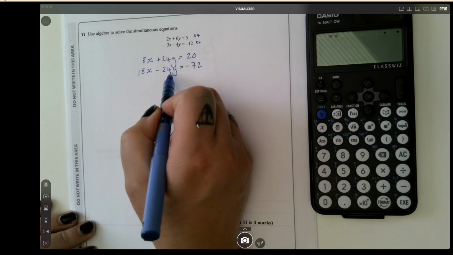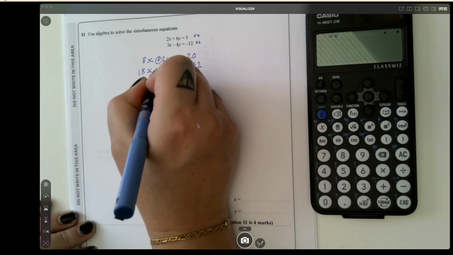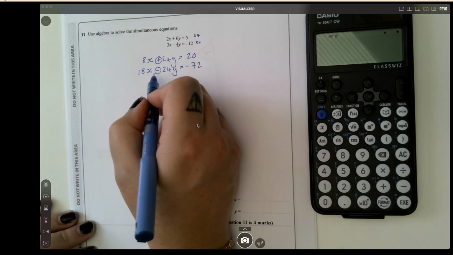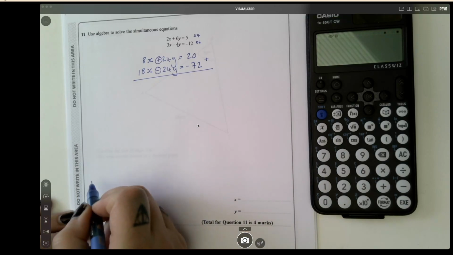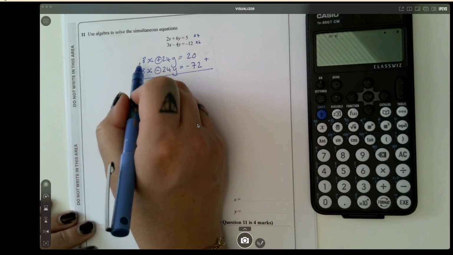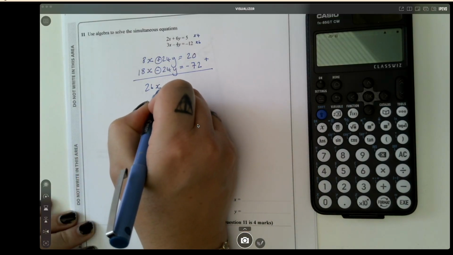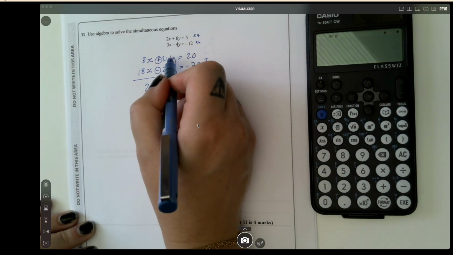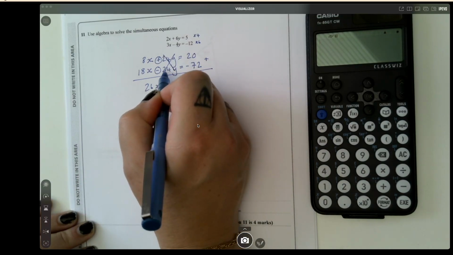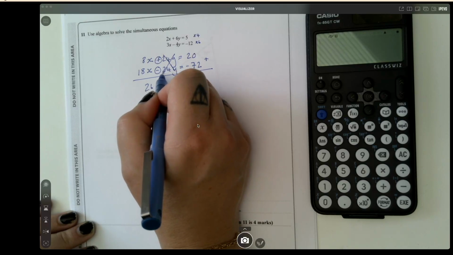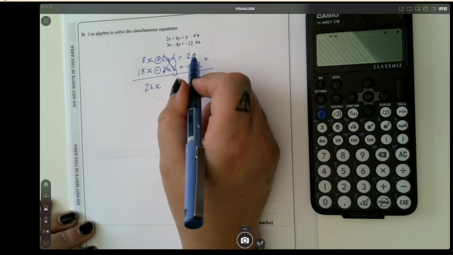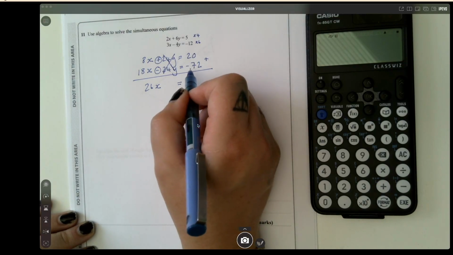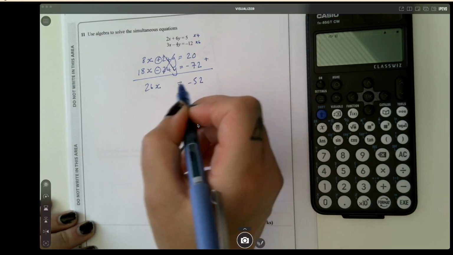Now that the y terms have the same coefficient, I'm going to look at the sign in front. The sign in front is different, so to eliminate the y, I need to add these two equations together. So 18x add 8x is 26x. The 24y plus negative 24y is going to cancel out. And then 20 plus negative 72 is negative 52.